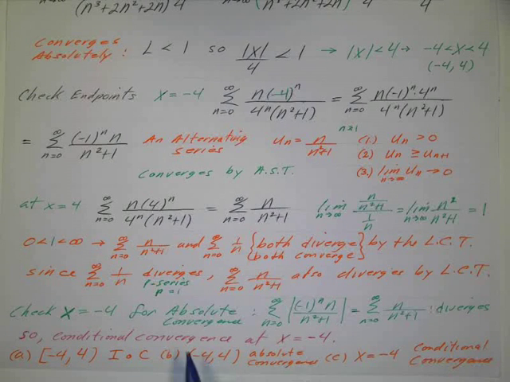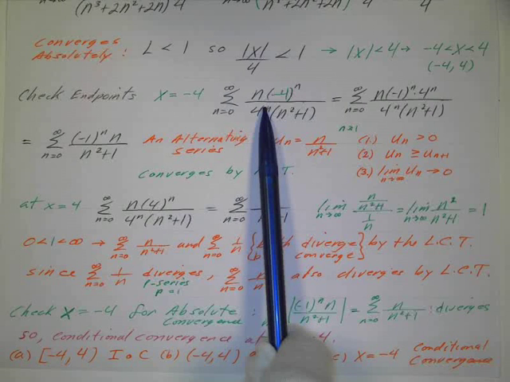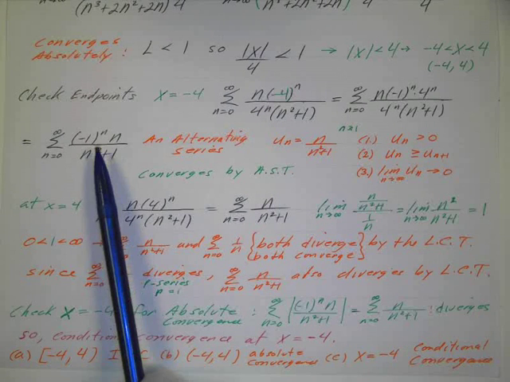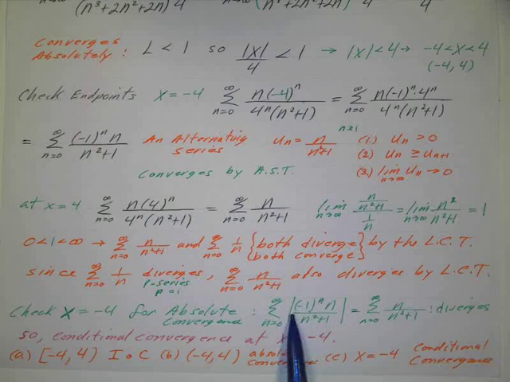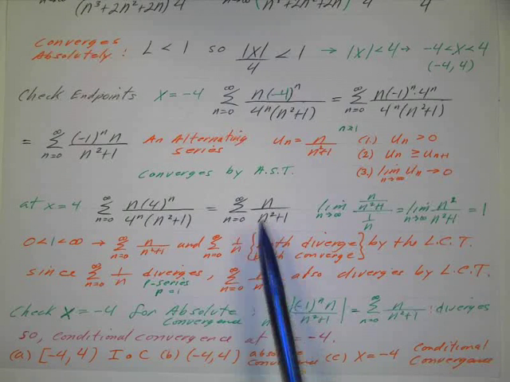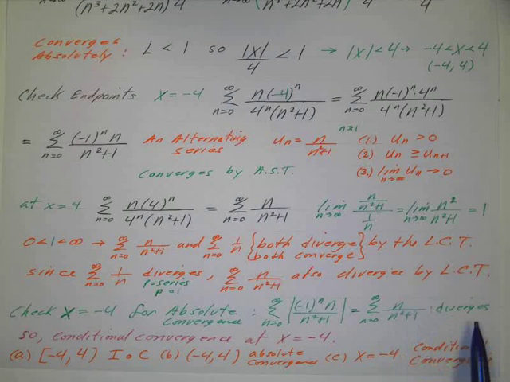Now let me check for absolute convergence at negative 4, because it might be in my absolute convergence. Well, you can see it's not, but let's show why. So I check negative 4. I take the absolute value of my series. This was the series I started with, but I simplified it, so this is an equivalent series. If I take the absolute value of that, I eventually get n over n squared plus 1. That looks like the series I just showed diverged by the limit comparison test. So this diverges by the limit comparison test also. Therefore, it does not converge at negative 4.